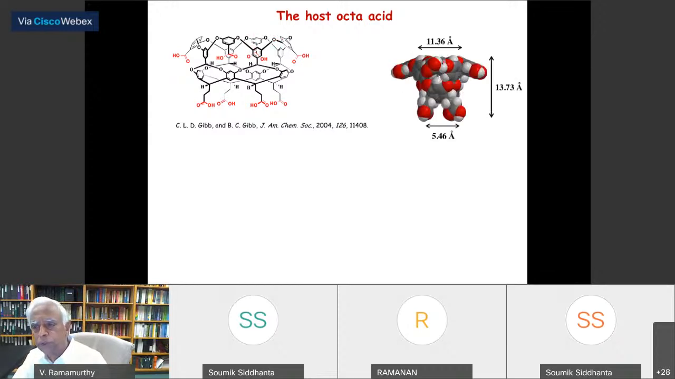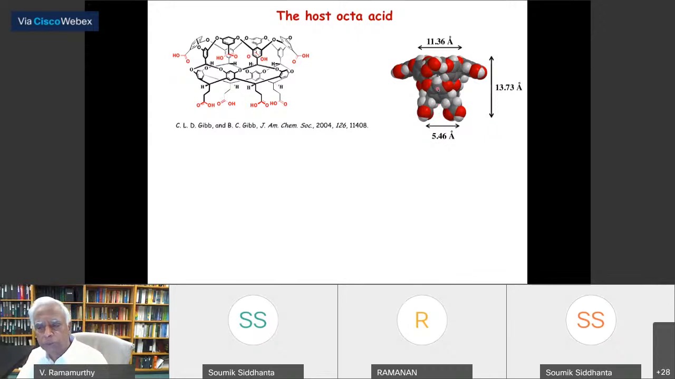Before we go too far, you have to have some feeling for what this host is. The length of this is about 13, and the diameter is about 11, and inside is a big hole. And then the bottom is very tiny. So if I put a molecule in here, it cannot come out. It will be stuck inside.